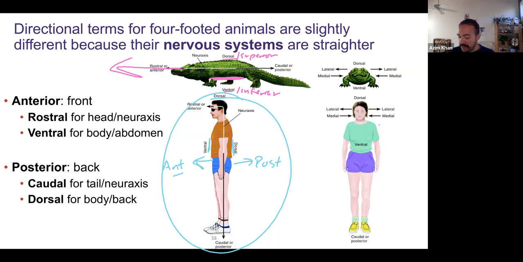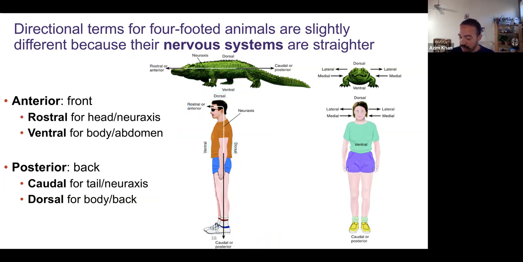Back to looking at the 4-legged organism here. Since their head is pointing anterior and their tail is pointing posterior, there's no real bend in their nervous system. They have a brain right here. It's not that big, but it's there. And they have a spinal cord that extends this way. The brain and spinal cord just kind of go in a straight line. There's no bend in what we call the neuraxis, in the brain and spinal cord line.